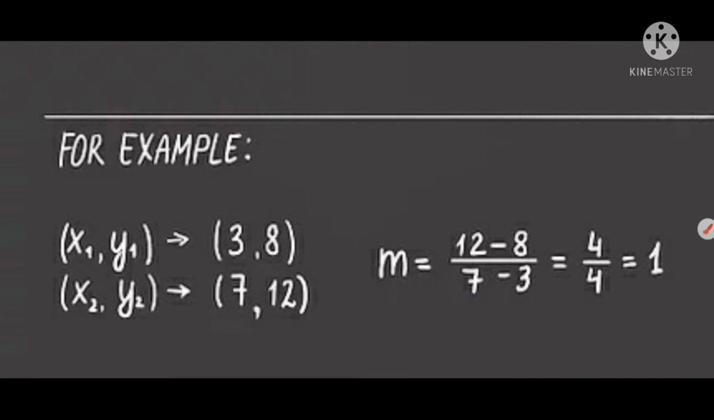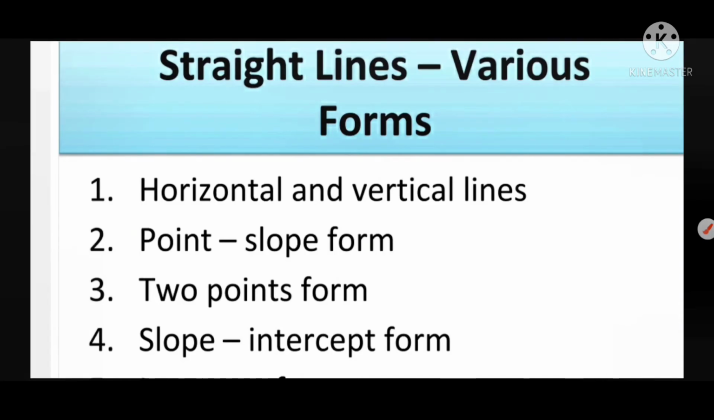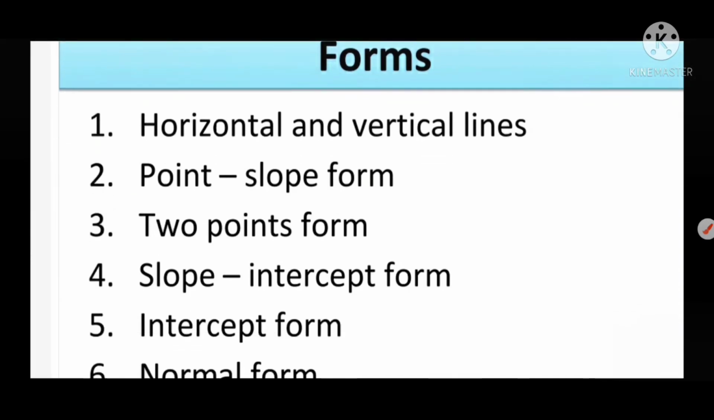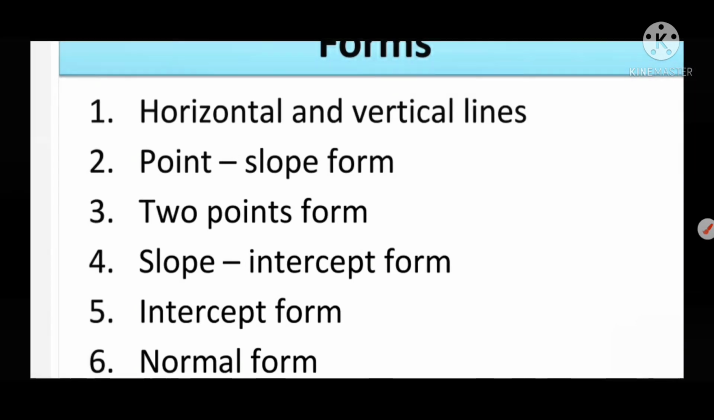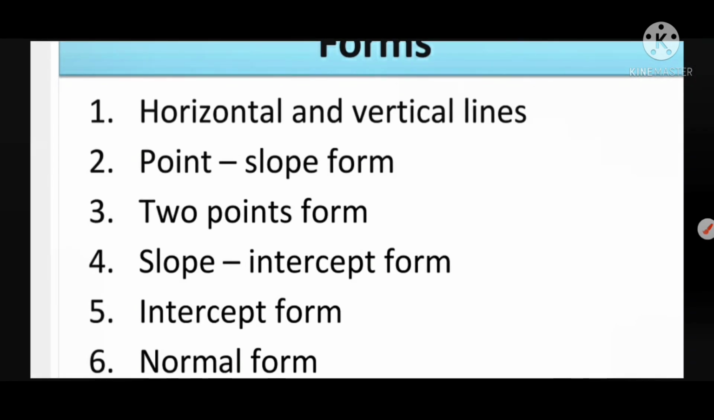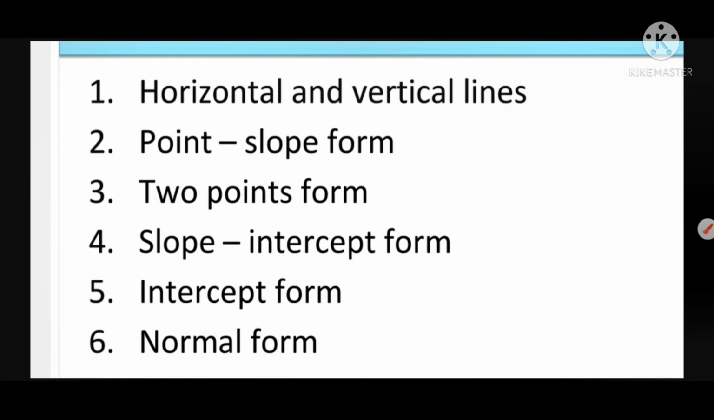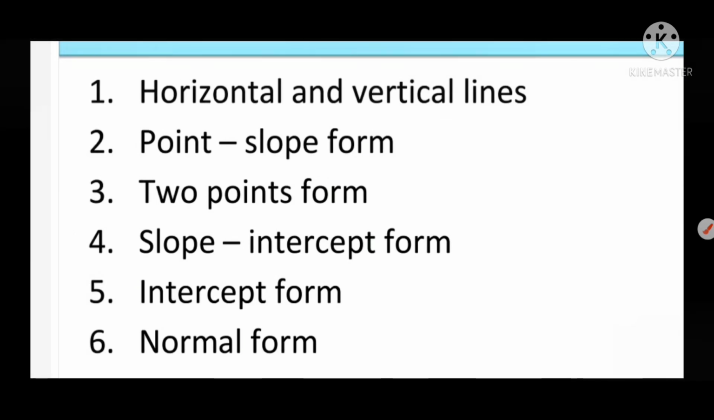Now we will discuss various forms of straight lines. First is horizontal and vertical lines, then point slope form, 2-point form, slope intercept form, and normal form.